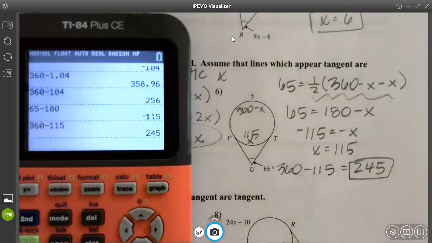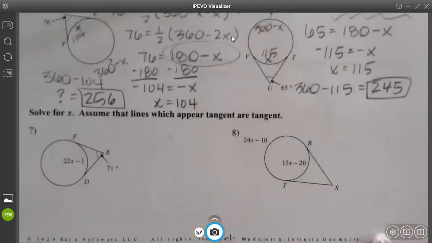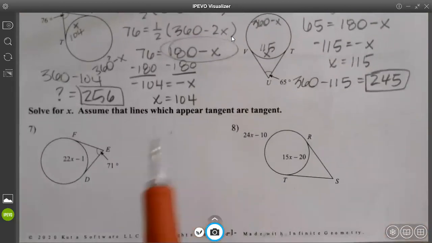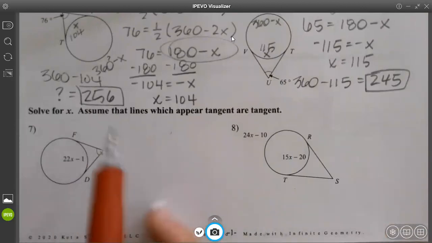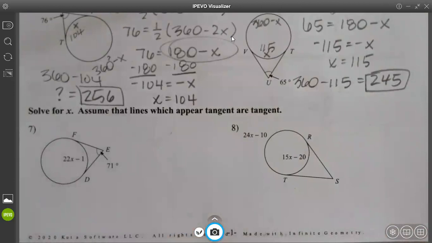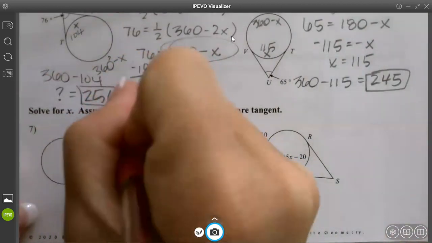Any questions? Okay. I'm not going to do every single one because I know there's a lot of notes, but we are going to go over quite a few. All right. So this next one, the only difference is they give you the expression in the arc instead of giving you the expression in the angle. All right. So we're going to do the same thing. The angle equals half.